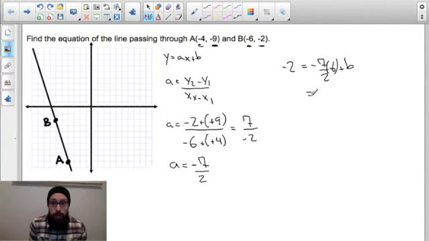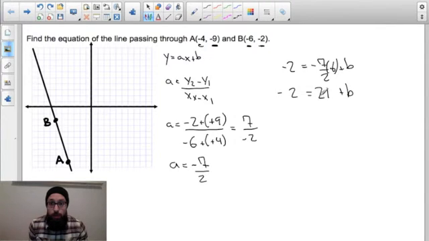So the first thing I'm going to have to do is -7 over 2. So I'm going to do that right now. So -7 over 2 times -6. And that's going to give me, negative and negative give me a positive 21 plus b. So here we have our coordinates so far.